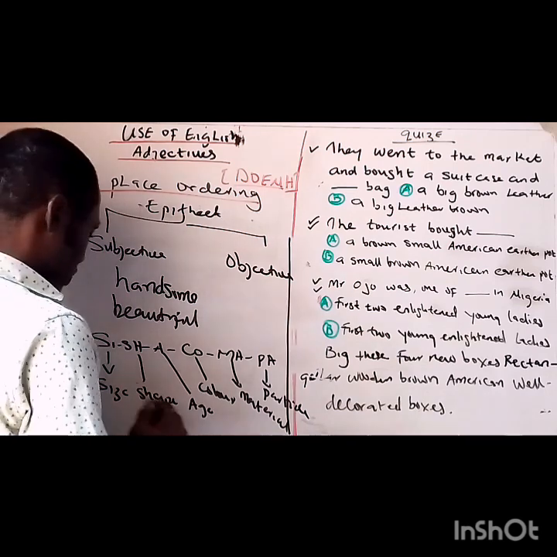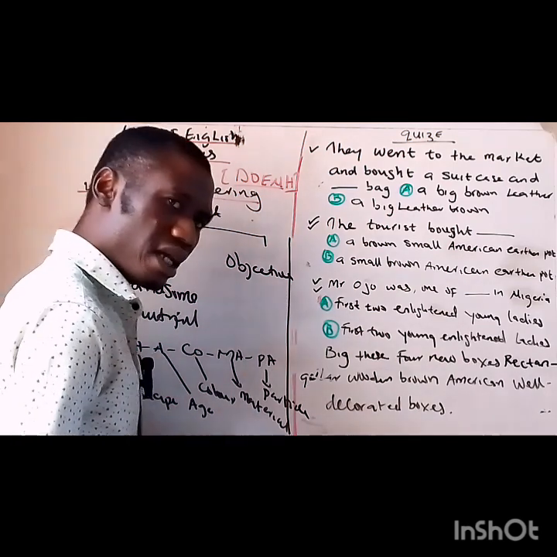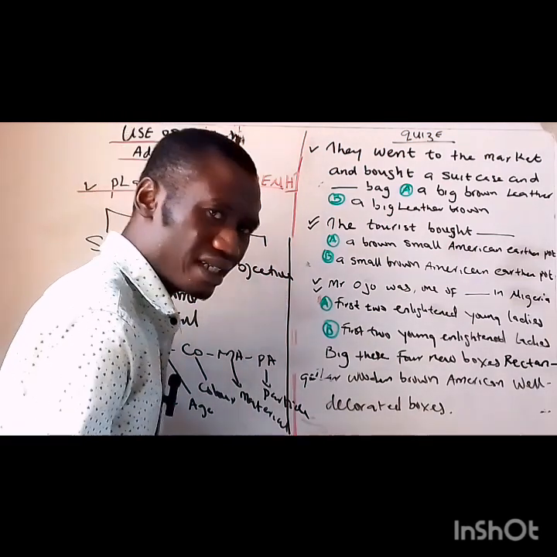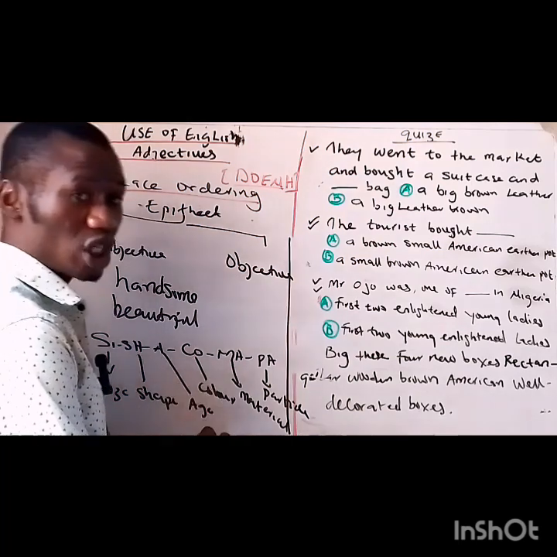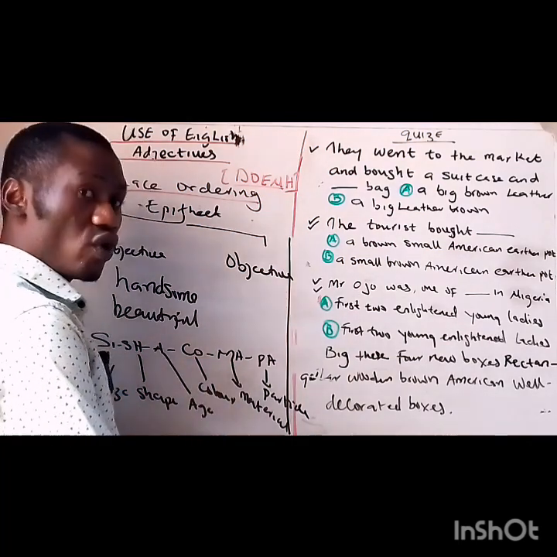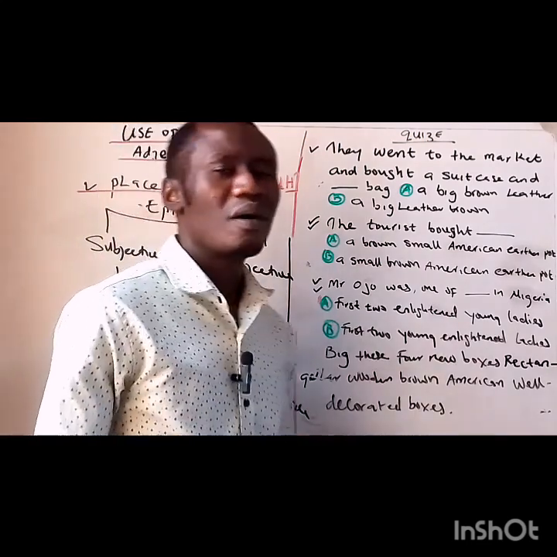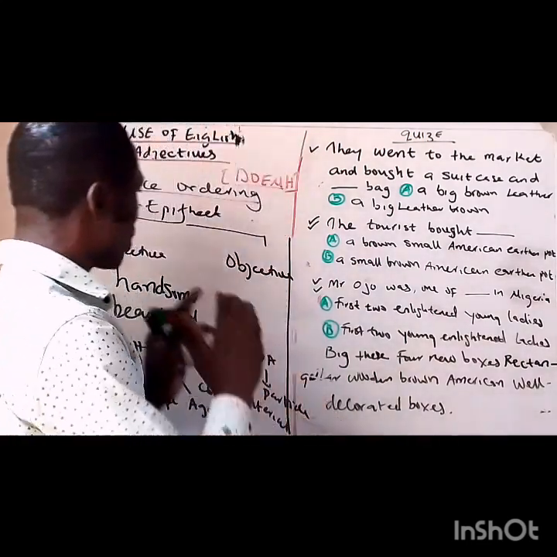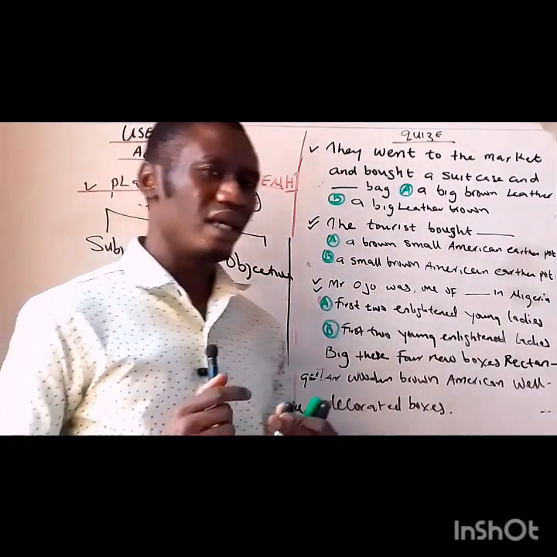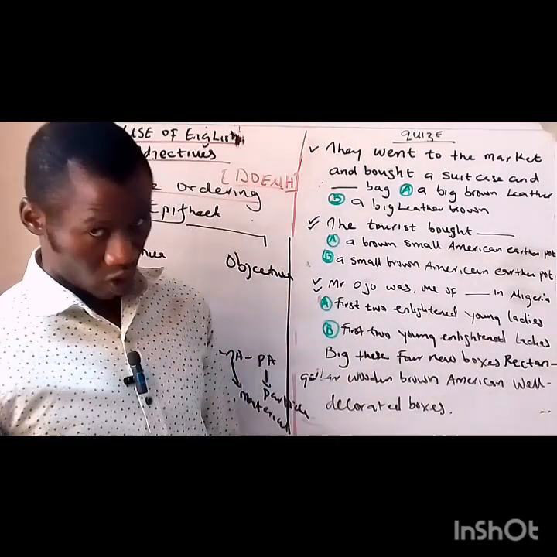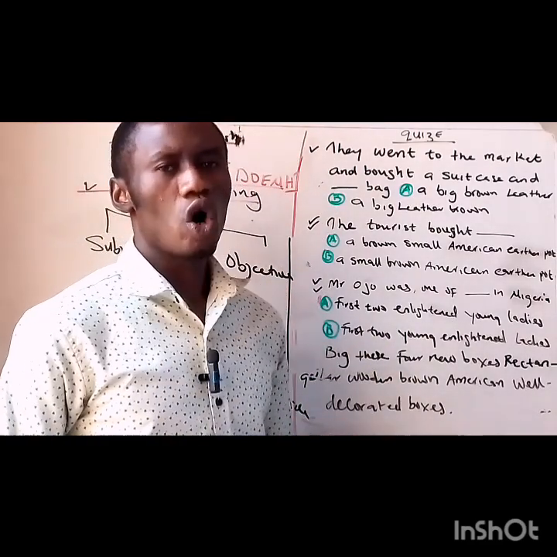Okay? Shape, size, age. Those things don't change. The size must come before the shape, followed by the age, followed by the color, followed by the material, followed by the participle. So this is what they mean by the epithet, subjective and objective.